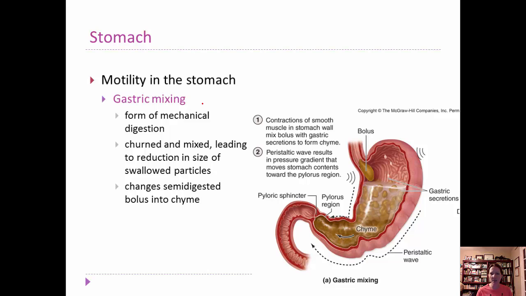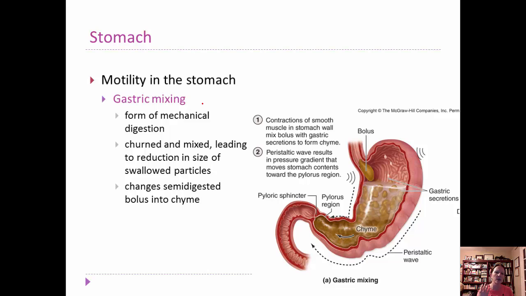What's happening here is you're going to have this mixing movement, and it's going to come from that oblique layer, but also, of course, the other layers as well. That's why we have that oblique layer, for this nice churning and mixture. So what it does is reduce the swallowed particles and change them into chyme.